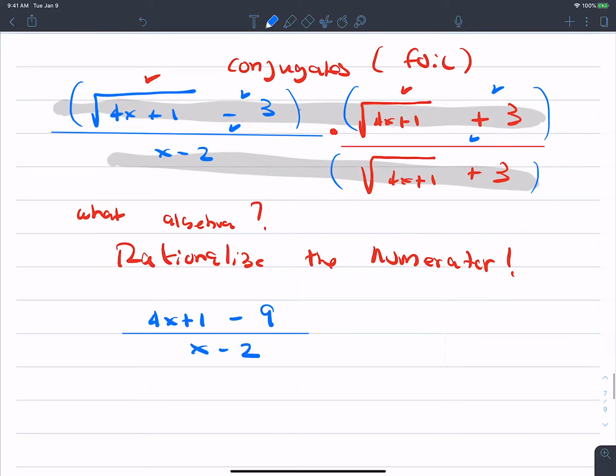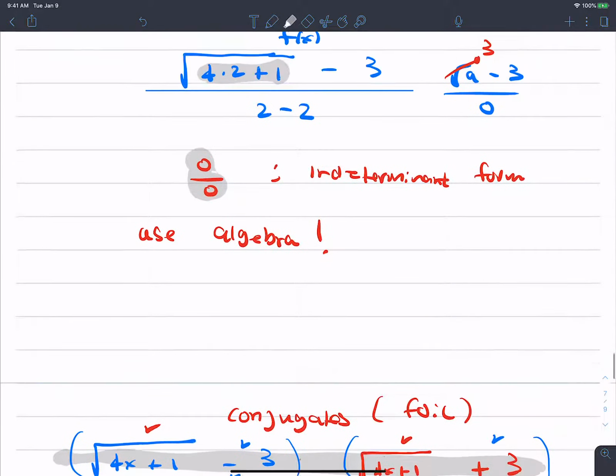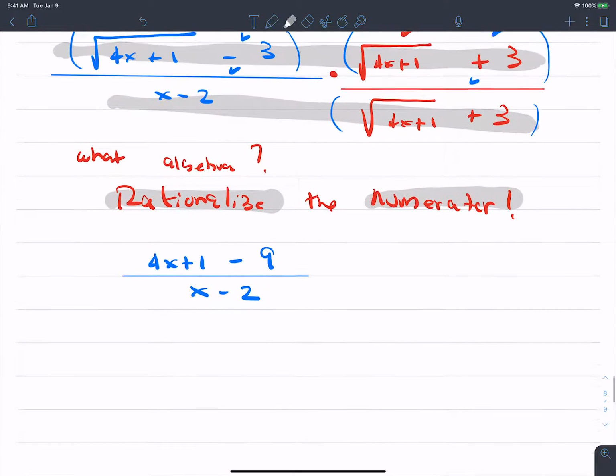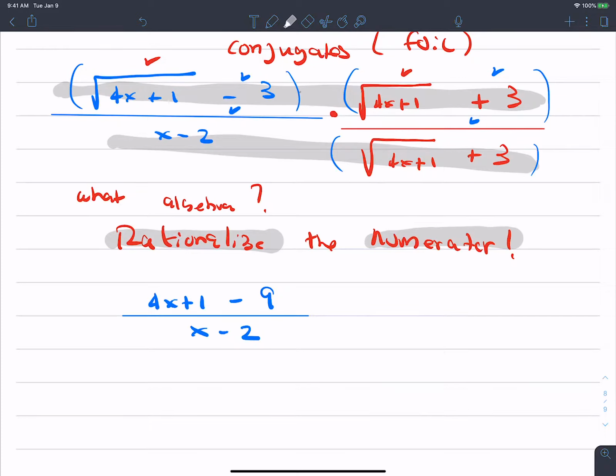So this is what happens when we rationalize the numerator, the term on top. This is the algebra they're referring to. Whenever you have this situation with a radical, it's indeterminate. We already found that out. Rationalize the numerator or the denominator, it depends on where the radical's at. And that's the algebra they want you to do. And so you end up with the following.